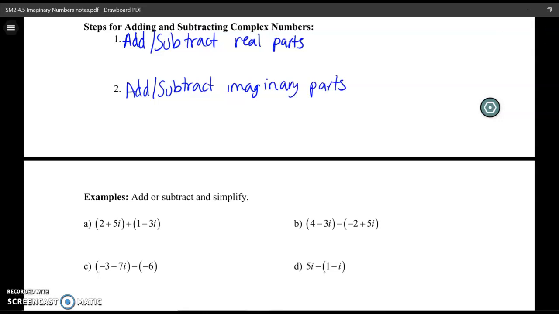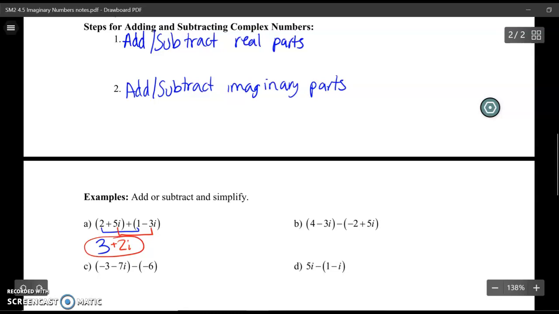So if I look down at this example in A, we have 2 plus 5i plus 1 minus 3i. First, I'm going to add the real parts. So I have 2 and 1. Those are the parts that don't have i in them. I'm going to add those together to get 3. Then I'm going to combine my imaginary parts to get 5 minus 3i, which would just be plus 2i. Okay, so this looks very similar to just combining like terms. I can add the things with i's in them together, and then just the plain numbers together as well.